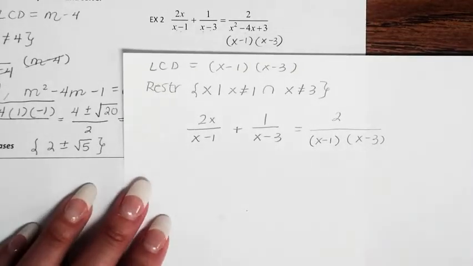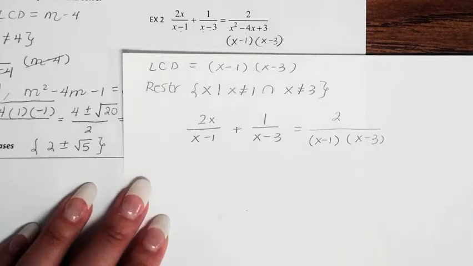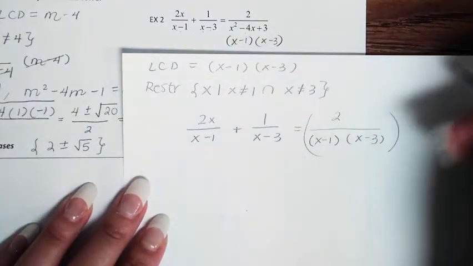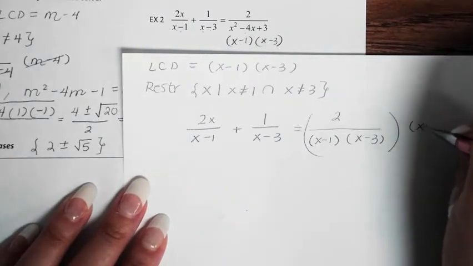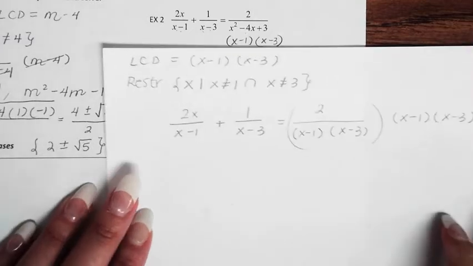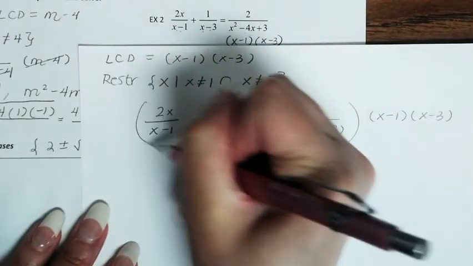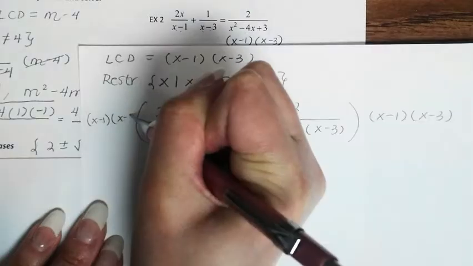Okay, so now you are here, so I'm going to multiply both sides times the least common denominator. On this side it is pretty easy to see that you're going to multiply all of that, and that's why I'm putting parentheses, times x minus 1 times x minus 3. On this side, what happens? You need to multiply the whole thing times x minus 1, x minus 3.